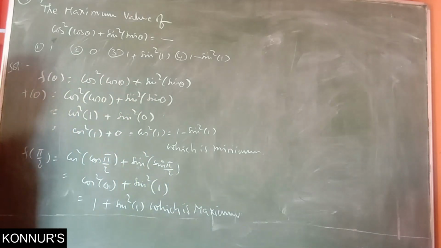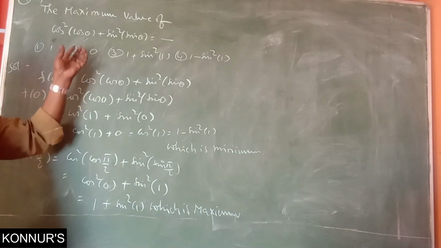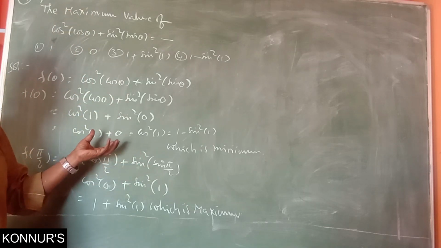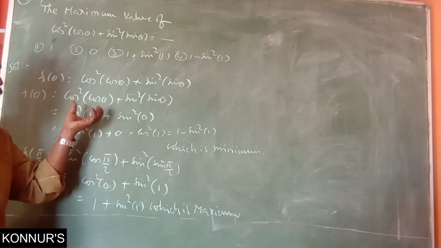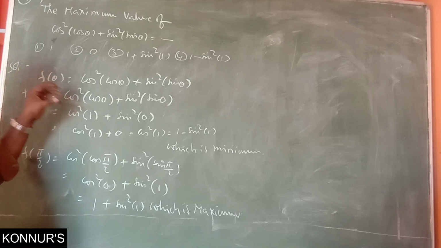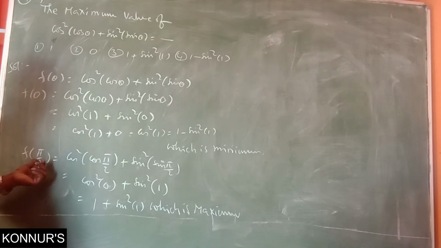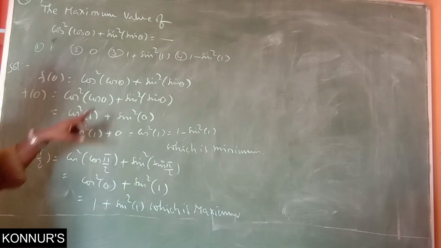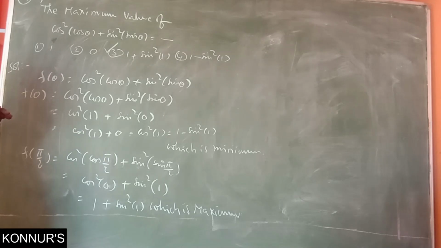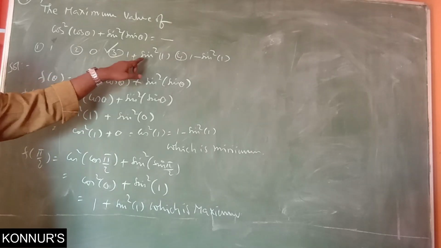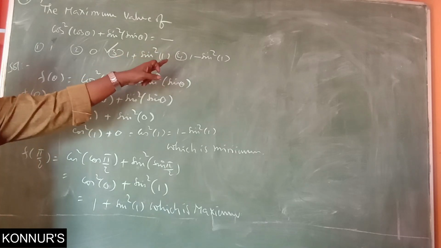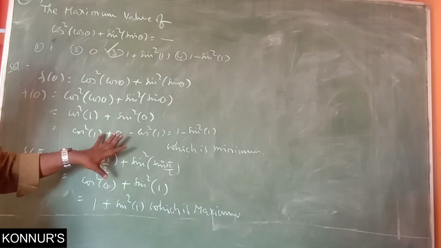Of course our question is to find the maximum value, but I want to teach how to find the minimum value also. If you substitute 0 for theta, we get the minimum value. Pi by 2, we get the maximum value. Here it is asked only to find the maximum value. So 1 plus sine square 1 is the maximum value, but 1 minus sine square 1 is the minimum value. Very clearly it is given.